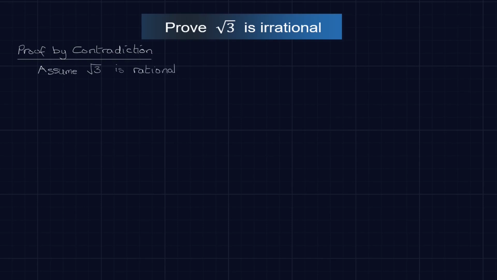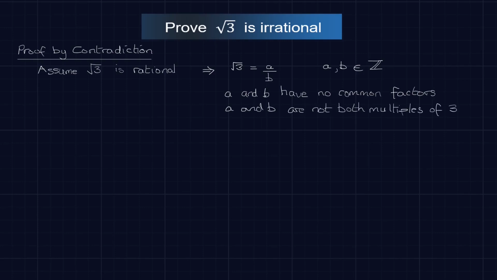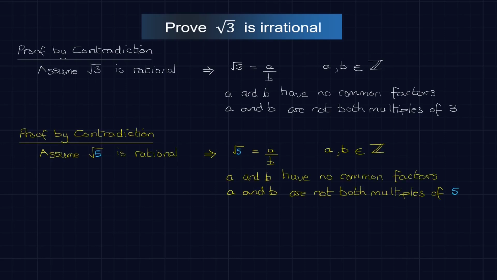We assume the opposite is true, that root 3 can be written as a fraction a over b, where a and b are integers. We need to add an extra condition, that the fraction is fully cancelled down, that a and b have no common factors. If they have no common factors, then a and b cannot both be multiples of 3. Otherwise, the fraction is not fully cancelled down. Let me add, if the question asked us, say, about root 5, then we would be making the same statements but noting that a and b cannot both be multiples of 5.